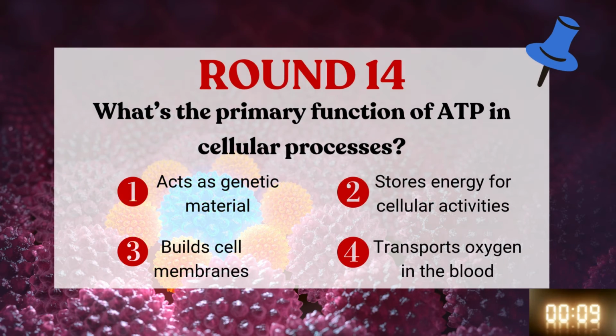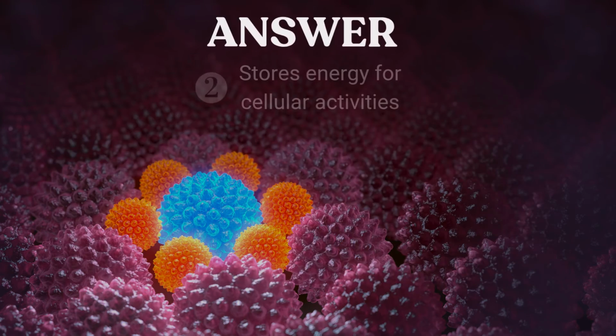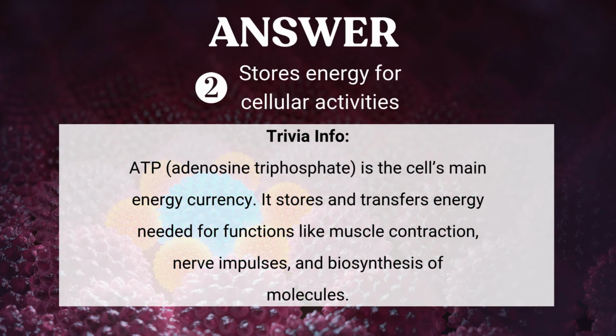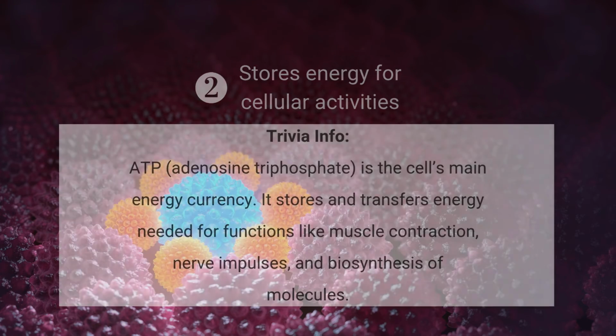What's the primary function of ATP in cellular processes? Answer 2. Stores energy for cellular activities. ATP, adenosine triphosphate, is the cell's main energy currency. It stores and transfers energy needed for functions like muscle contraction, nerve impulses, and biosynthesis of molecules.